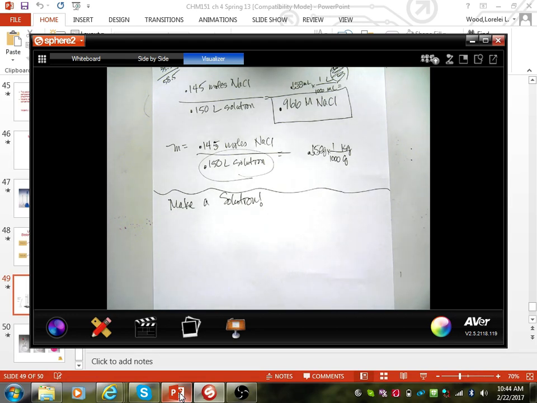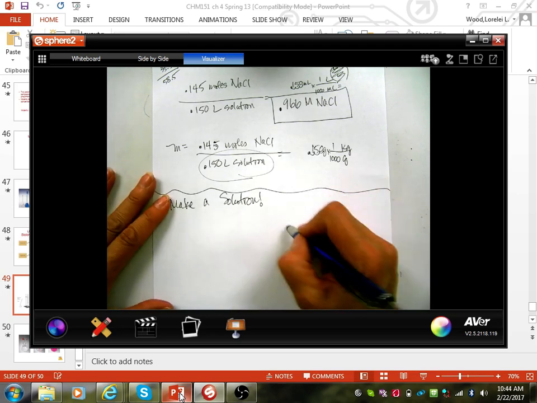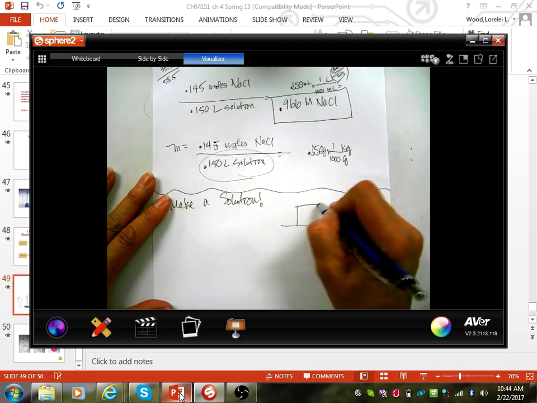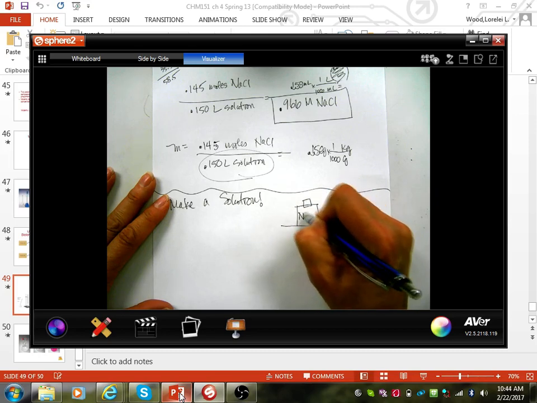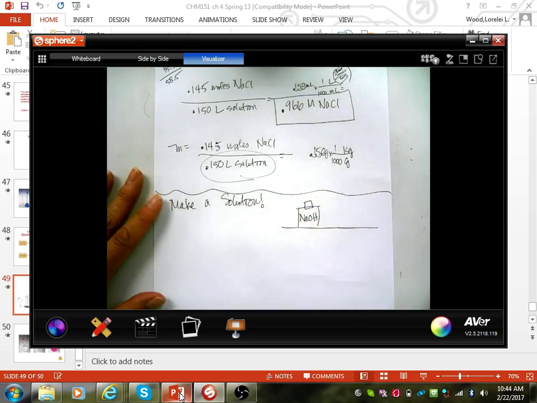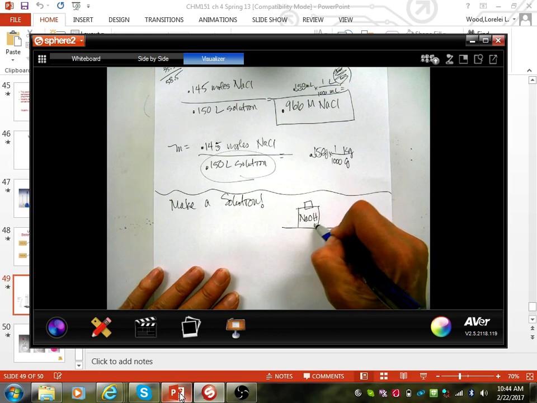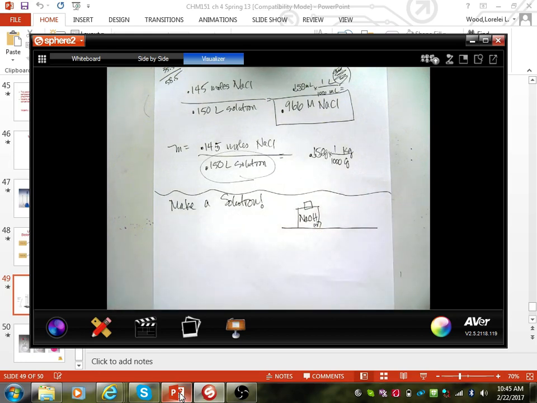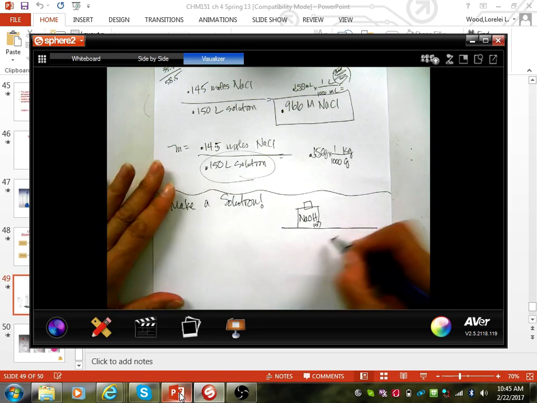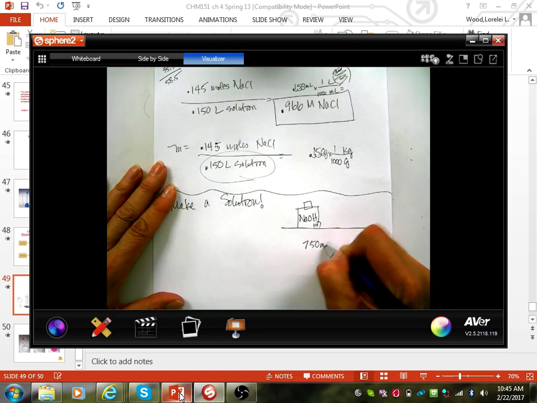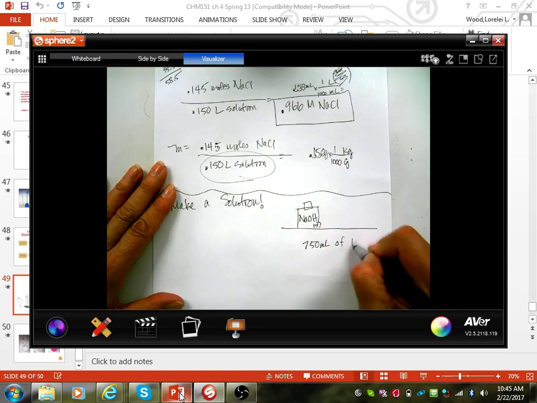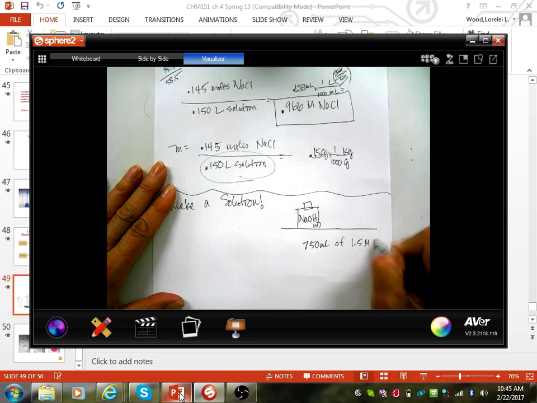So I walked into my first stock room as a baby teacher, about 1983, and I looked on the wall. There is my first bottle of NaOH, and I go, okay, NaOH is a solid, and I want to do an acid-base lab with my students. And so I said, all right, I need to create 750 milliliters of 1.5 molar NaOH.